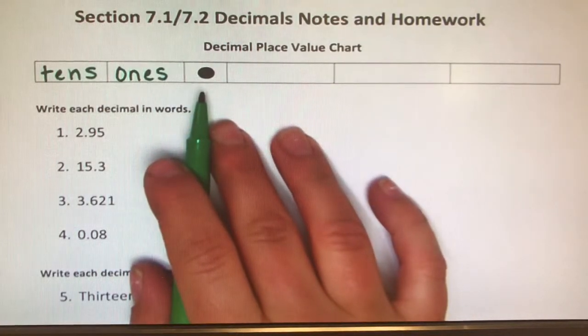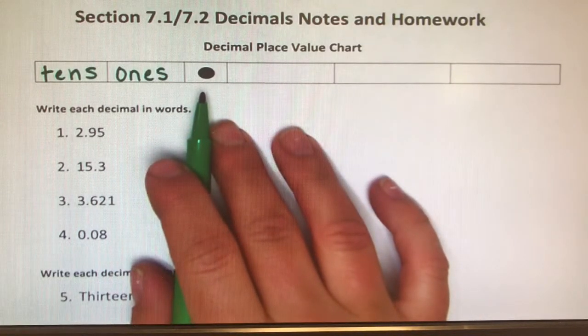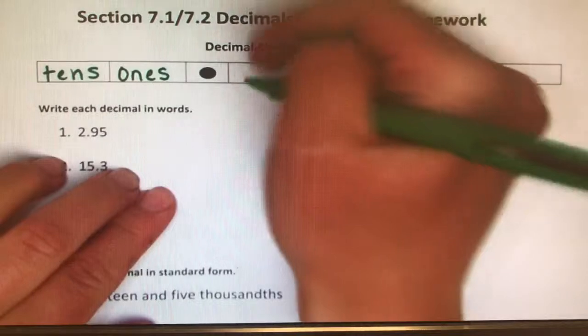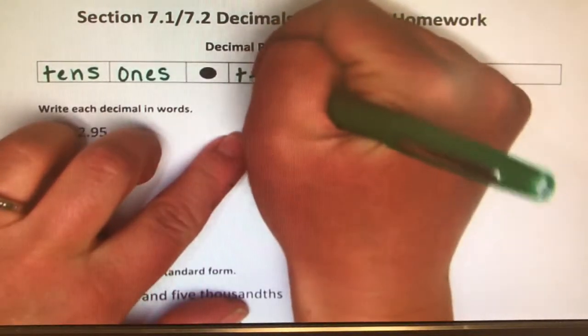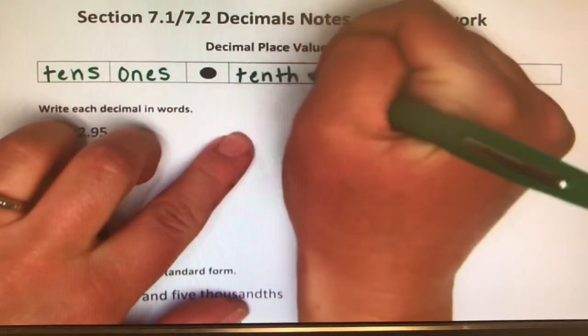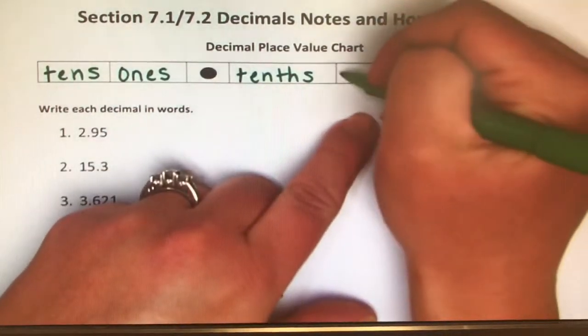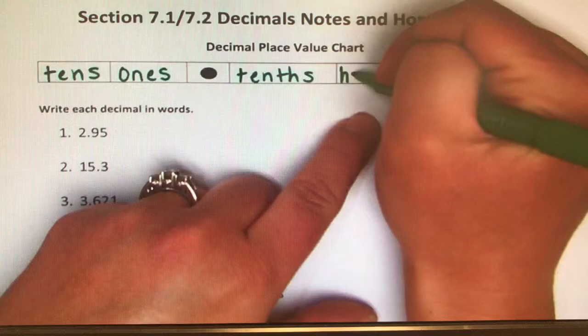So remember that a decimal is just another way to represent a fraction, which is part of a whole number. So a decimal is a way to represent the parts of a number when we don't have the whole number there. So the first place after the decimal we call the tenths place, T-H-S at the end. The second place after the decimal is called the hundredths place.